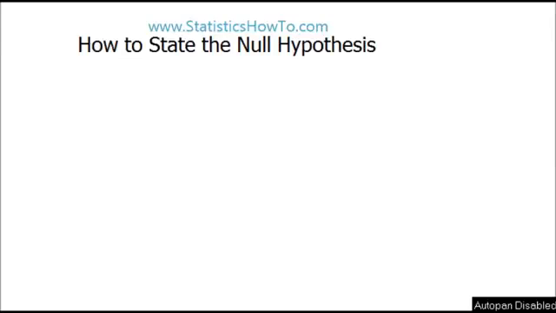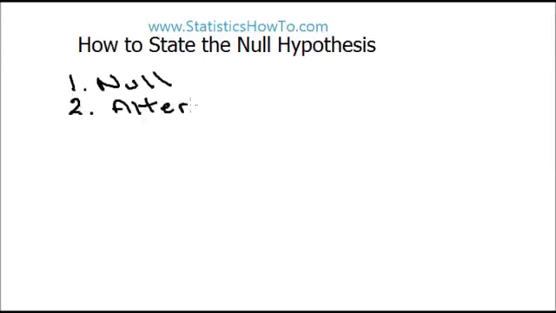In order to understand the steps I'm going to go through, you should understand what a null hypothesis is. If you've never come across the term null hypothesis before, then follow the link showing on screen and it takes you to an article that describes what the null hypothesis is. So our hypothesis statement is going to have two parts. We're going to have the null statement, which is the null hypothesis, and we're going to have the alternate.